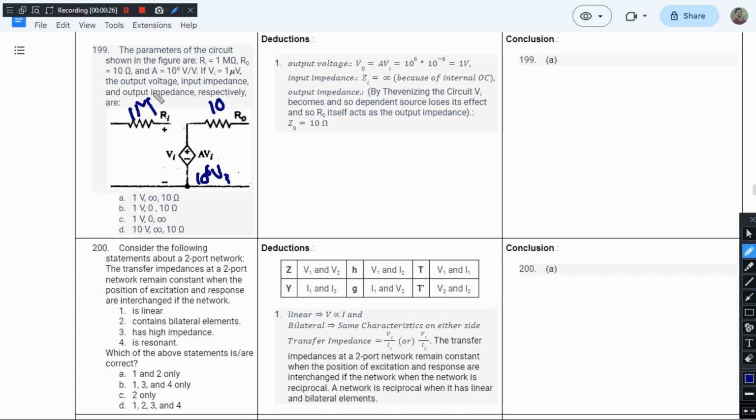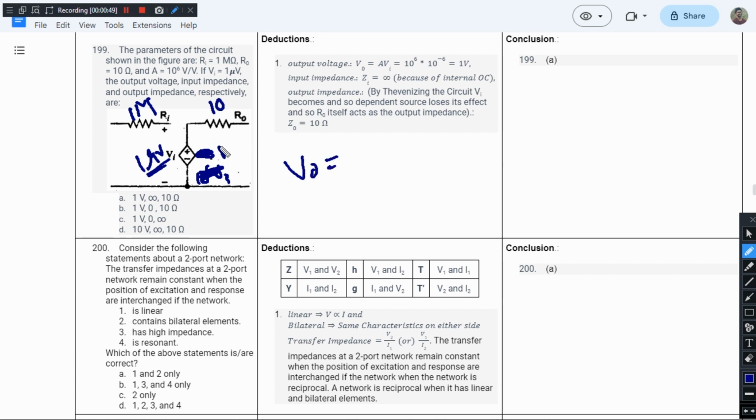And we are being asked to find, if the value of Vi is 1 microvolt, the output voltage. Here 10 to the power of 6 is mega, and mega into micro becomes 1, so the value of all this is going to be 1. First we need to find the value of the output voltage, so let us try to find it.